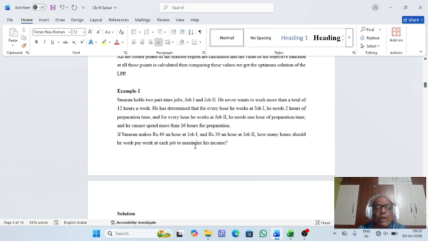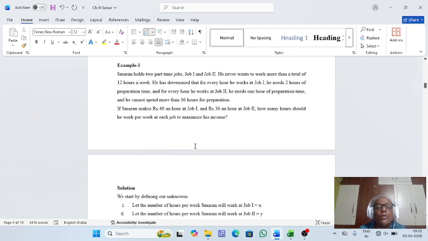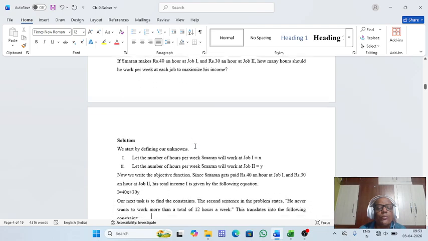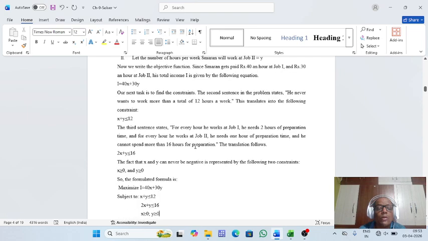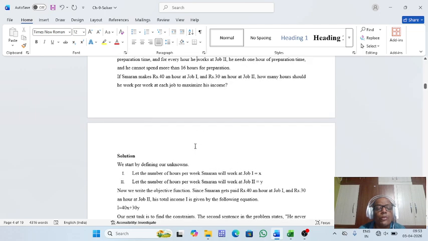So see how this question will be solved. We'll go for the initial solution. Let the number of hours per week Smaran will work at job 1 be X, we're assuming this, and the number of hours Smaran will work at job 2 be Y.